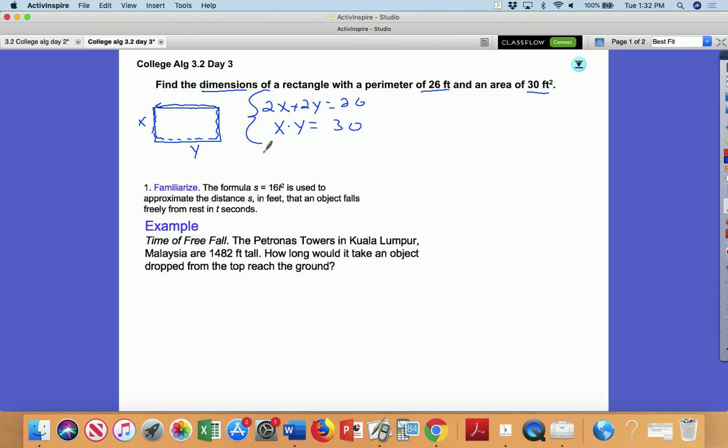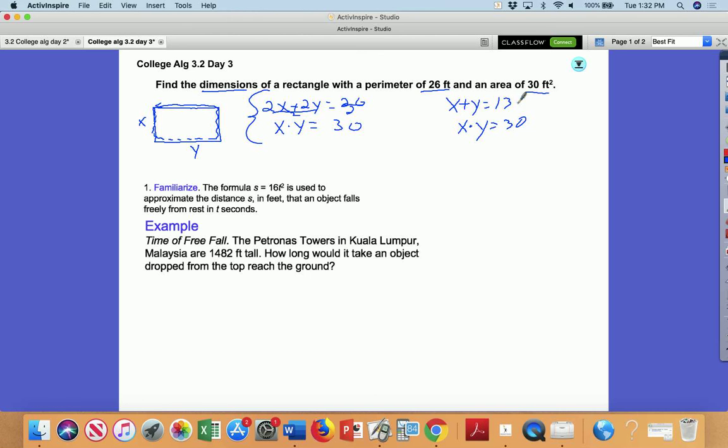The easiest thing to do here probably is to take this equation and divide everything by 2 to get a little simpler equation. So I'm going to say x plus y equals 13. So I'm dividing everything by 2. And then we have it partnered up with x times y equal to 30. Okay, so your job now is to mush these two together and make one equation in terms of one variable. It doesn't matter if it's the x or the y.